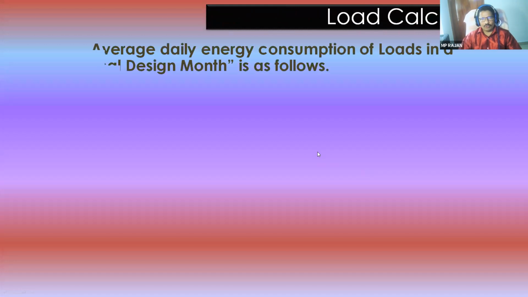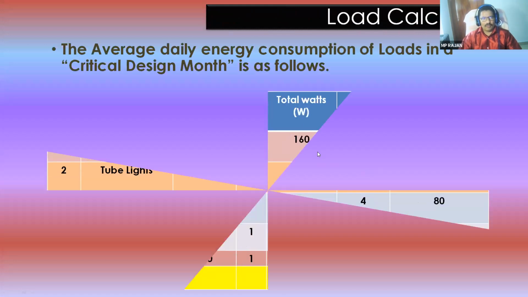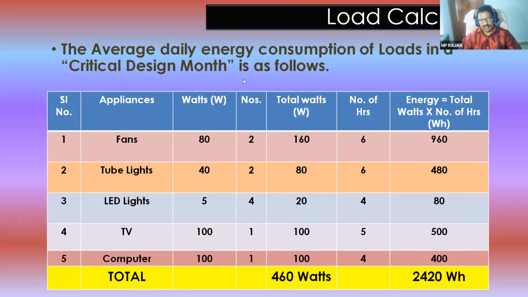Okay. So how to calculate the load? We have to go, as I said, by the critical design month. On the screen you can see an example. The number and variety of loads having different wattage and number of appliances and the approximate average operating hours for a critical month. So this is the example load of one house.